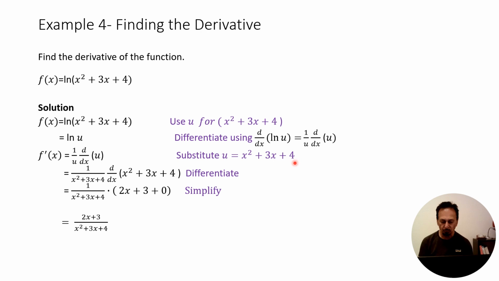Now we replace the u wherever it's needed. So 1 over u changes to 1 over x squared plus 3x plus 4, and we have d over dx of x squared plus 3x plus 4. The first part is done because there's no operator there, so just bring it down. But the second part tells you to differentiate all three terms. The derivative of x squared is 2x, the derivative of 3x is 3, and the derivative of 4 is 0. Now you can multiply these two and you get 2x plus 3 over x squared plus 3x plus 4.